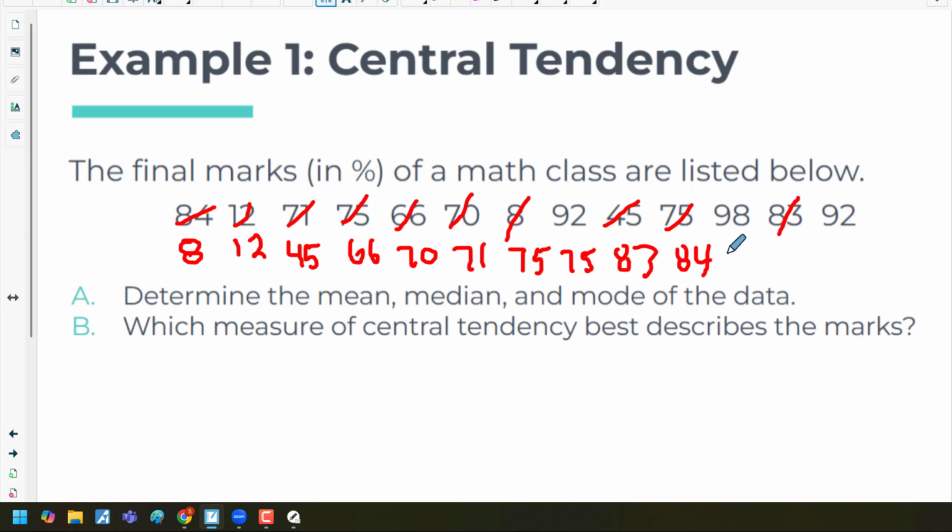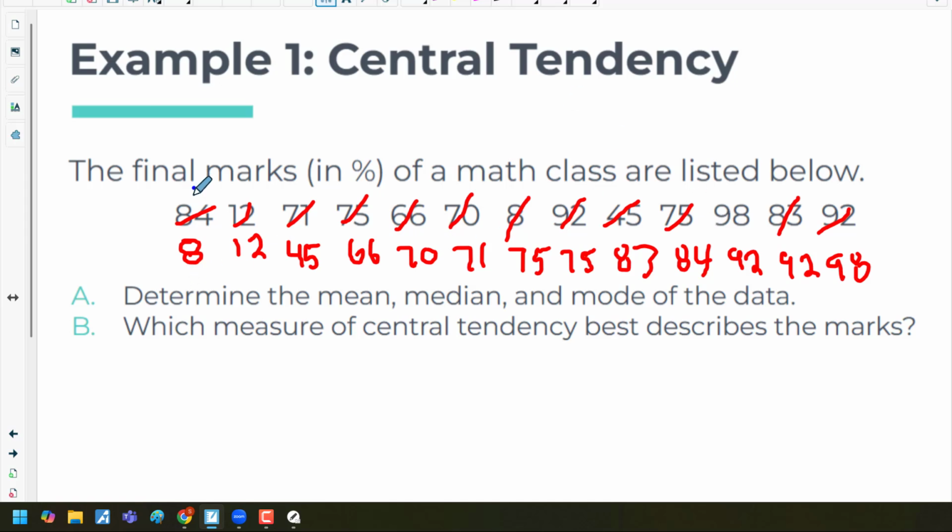All right, and then next is 92. 92 again. And 98. And the other reason I tried to line them up underneath each other is so I know that I have the exact same amount of numbers. I don't have one less or one more. Okay, so I've ordered them. Now what?